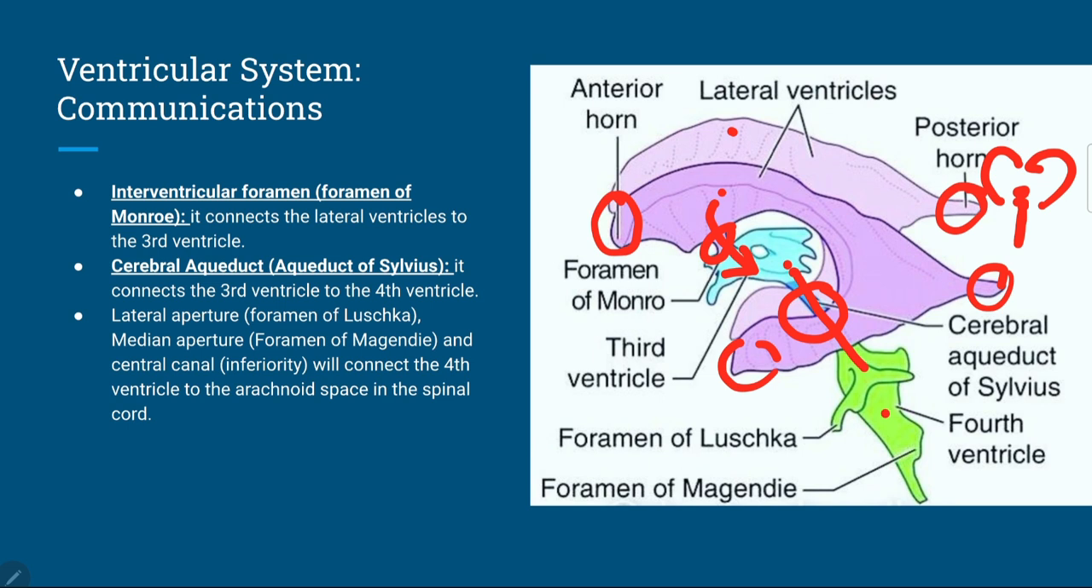Now we're going to look at the fourth ventricle. The fourth ventricle has three different foramina. The lateral aperture is called the foramen of Luschka, which is right here. Then we have the median aperture, which is the foramen of Magendie, which is right there. And then of course there is the central canal, which sends the cerebrospinal fluid down inferiorly into the spinal cord.